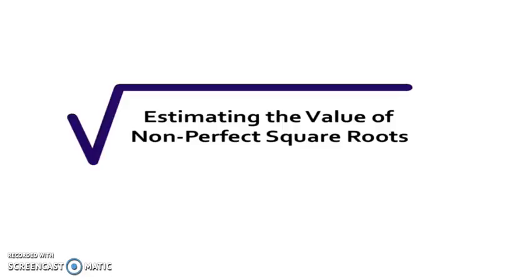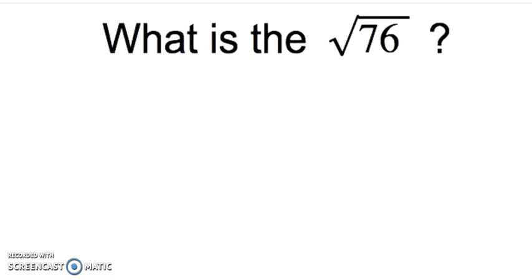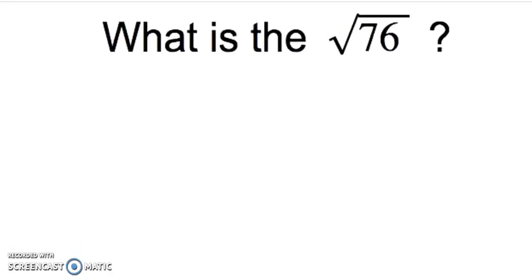Today we're going to be estimating the value of non-perfect square numbers. Before you can do this, you need to have memorized your perfect squares, and we can estimate where the square root would fall between. Let's take a look at an example. What is the square root of 76?